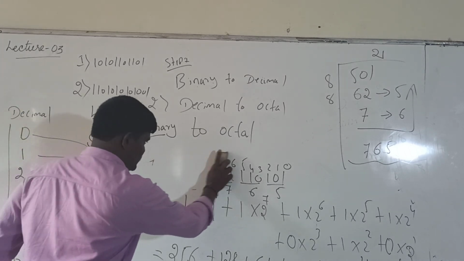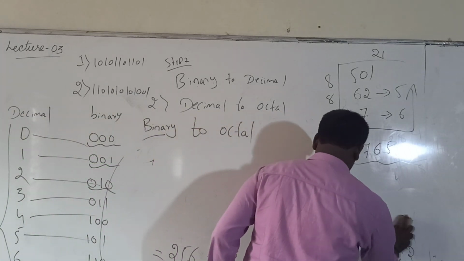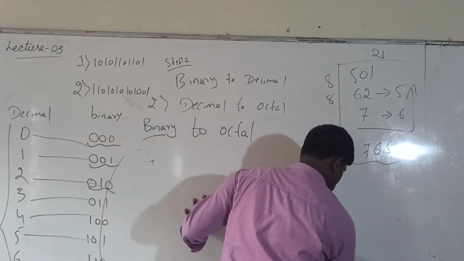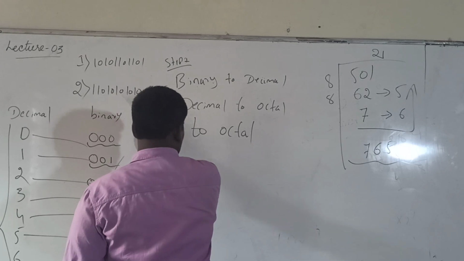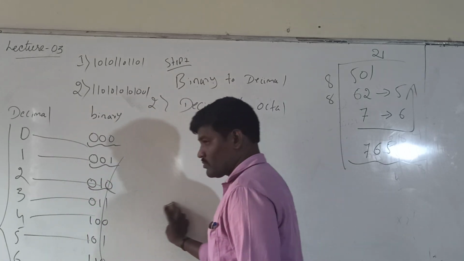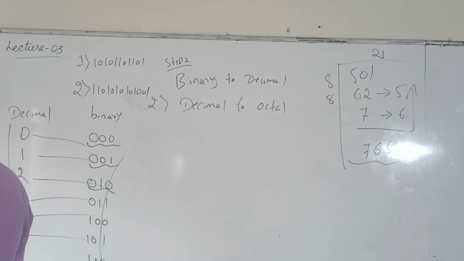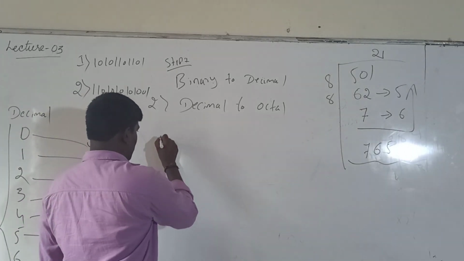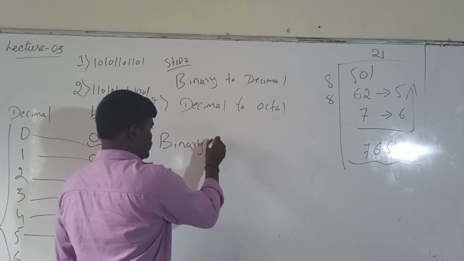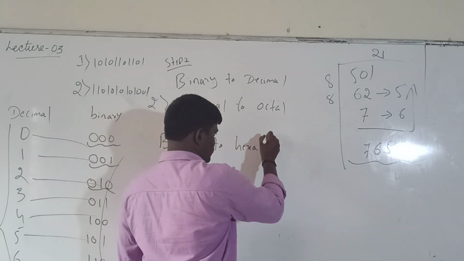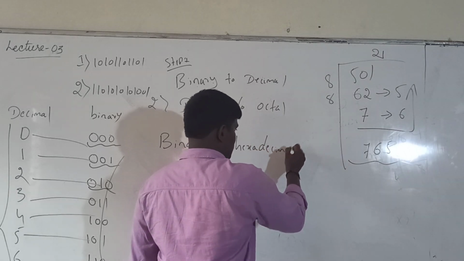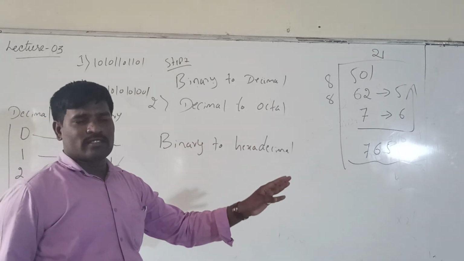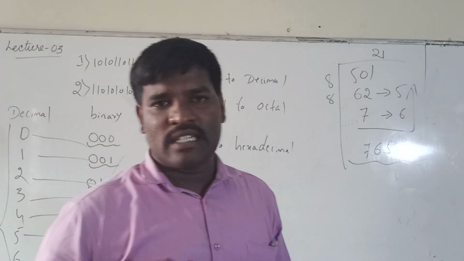So next is binary to hexadecimal. Again the procedure is the same. First you can convert the binary to the decimal. After that the decimal can be converted into the hexadecimal.